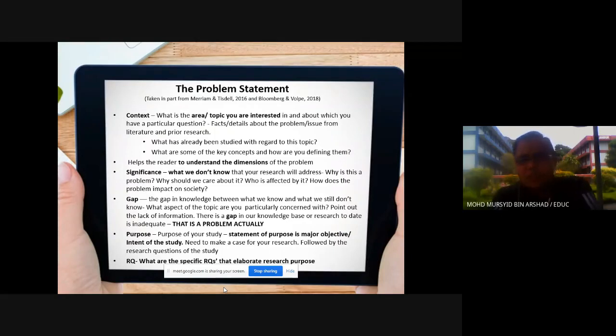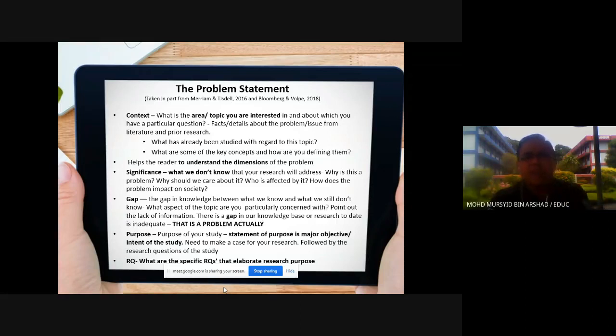The gap is the unknown in knowledge, between what we know and what we still don't know. What aspect of the topic are you particularly concerned with? Point out the lack of information. There is a gap in the knowledge base, or the research to date is inadequate. That's actually a problem. So how do we define the problem? How do we actually define the gap?